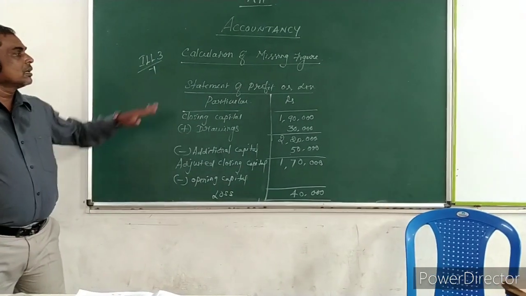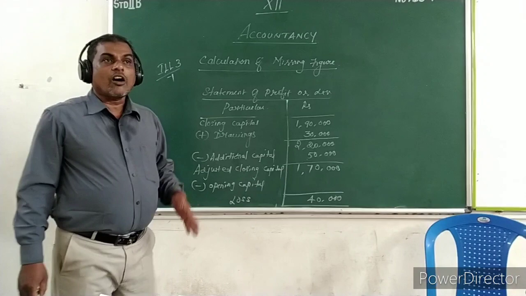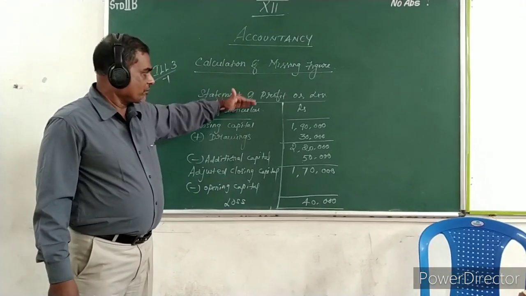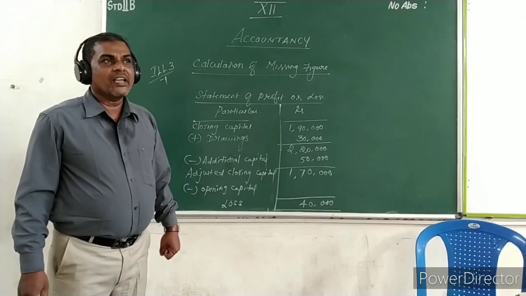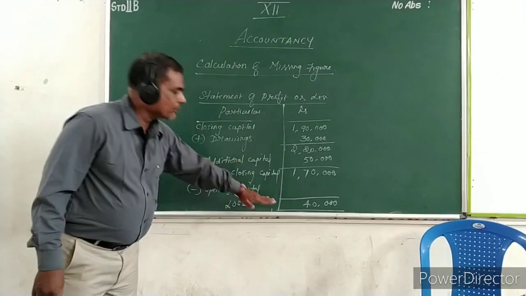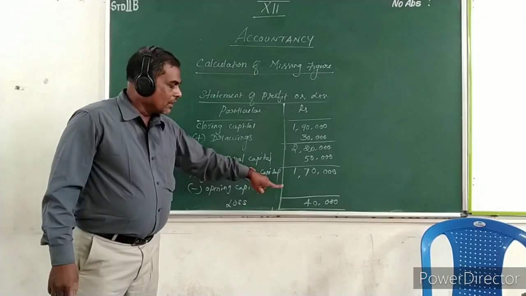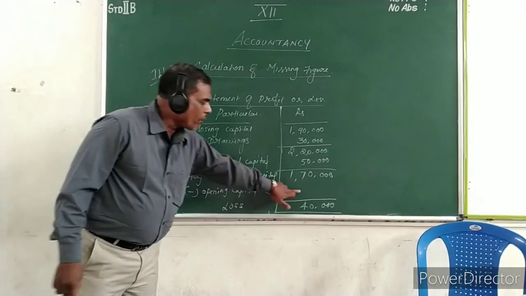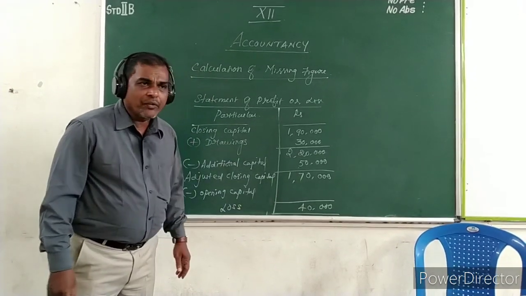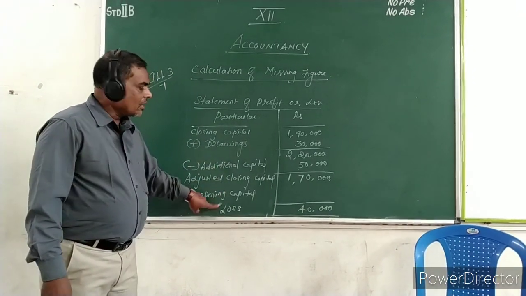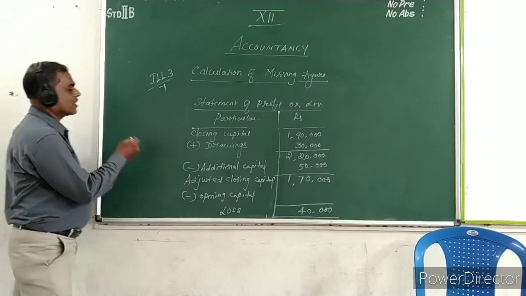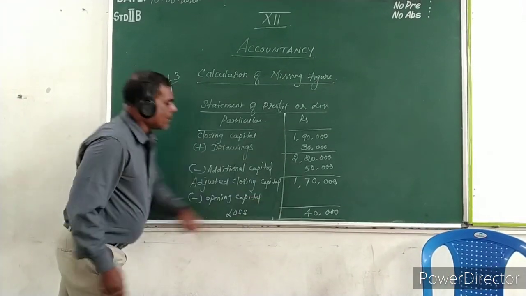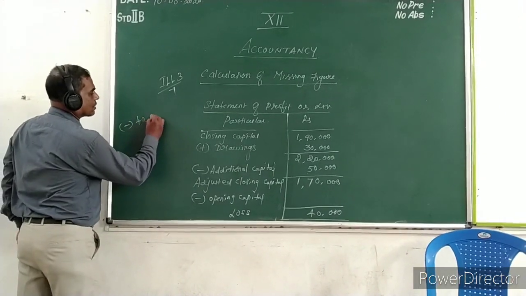See, if you want to find out the profit or loss, we have to start the sum from the beginning, that is from the top. But for the missing figure, we have to start the sum from the bottom. Listen, here loss is what? 40,000. We have to find out the opening capital, that is the missing figure. How to find out? Very simple way. Loss is considered as minus, that we know. Here loss is minus 40,000.